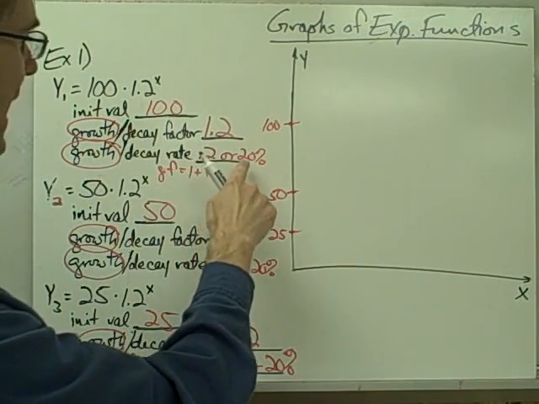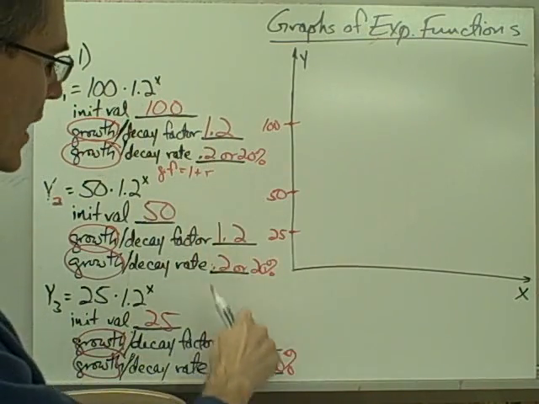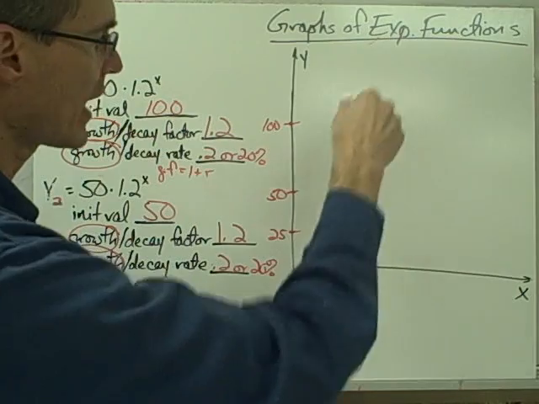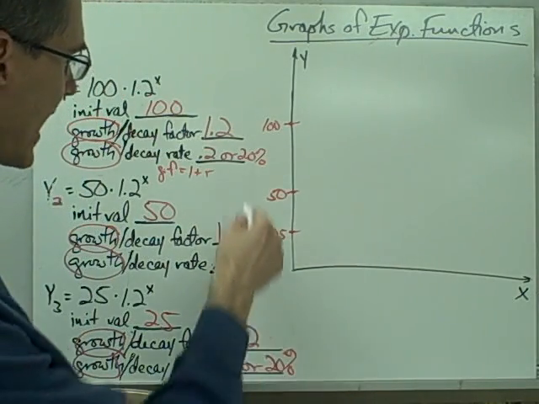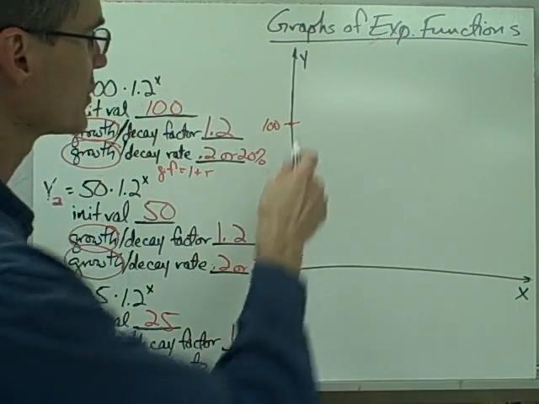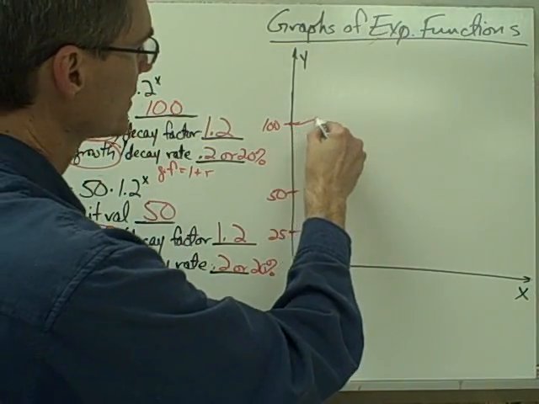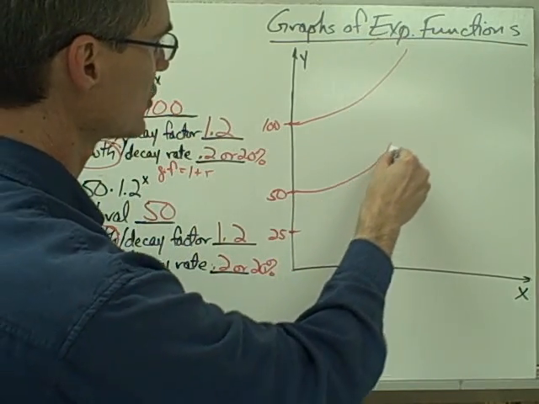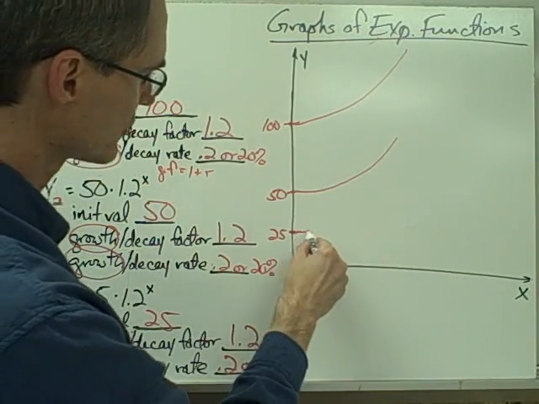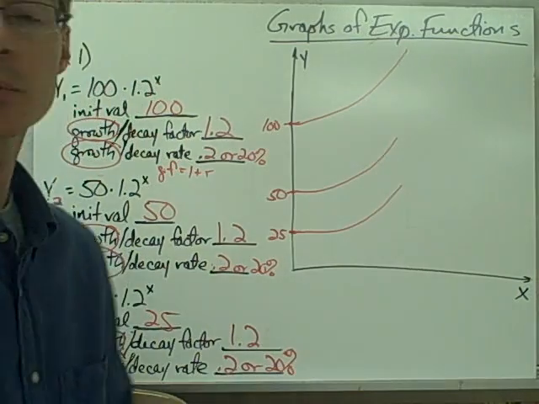And since each one of them has the same growth rate of 20%, I know that all of my graphs are going to be increasing, and they're all going to be increasing at exactly the same rate, which means this one, let's say it goes up looking like that, this one is going to look exactly the same, it just starts in a different place. This one's also going to look the same, it just starts in a different place.